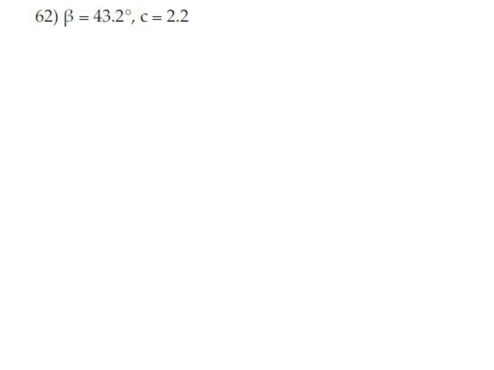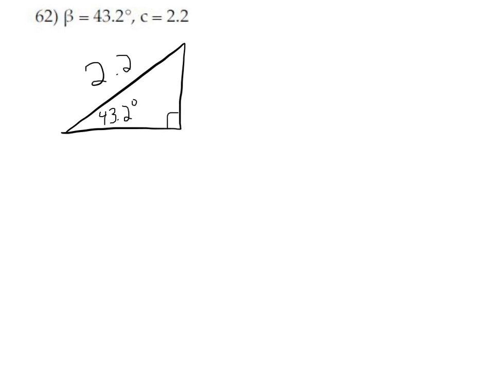Solve for the right triangle given beta equals 43.2 degrees and C equals 2.2. So let's start with a triangle. Right triangle. Beta, I'm going to put that here, although it doesn't matter. And C is the hypotenuse. So we're missing alpha. Opposite of alpha would be the side A. Opposite of the given beta would be side B. Make sure your alpha A and beta B are opposite pairs.